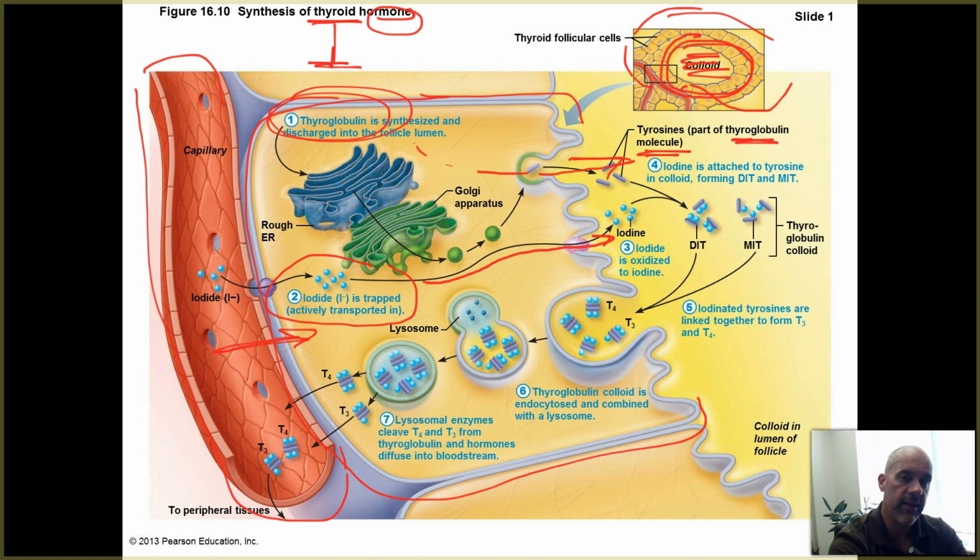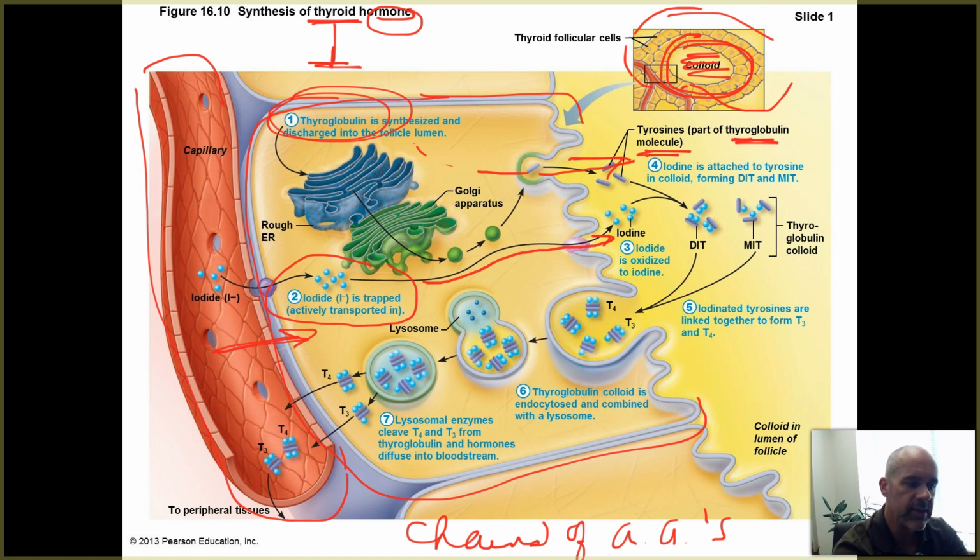All right, so we said that T3 and T4 are actually tyrosine molecules that are complexed with iodine. Well, tyrosine is a type of amino acid, and what are proteins? They're chains of amino acids. Tyrosine is a type of amino acid. So you have tyrosines within the thyroglobulins. They're part of the chain in there, and the iodines get attached to them. Okay?